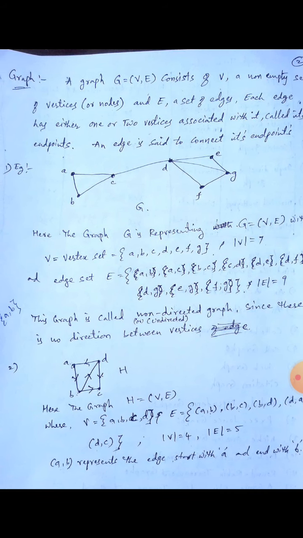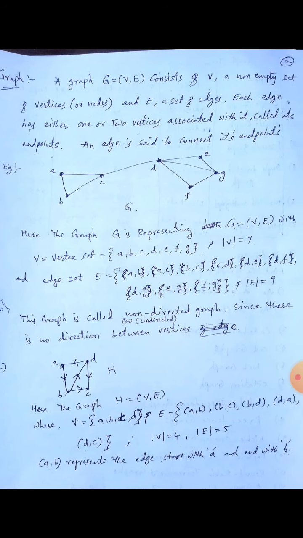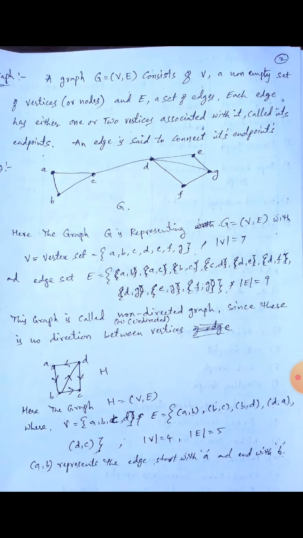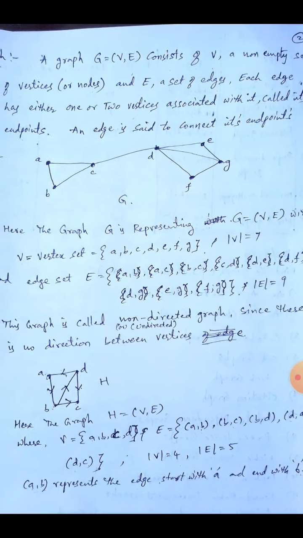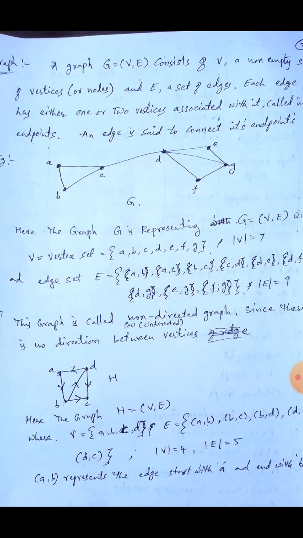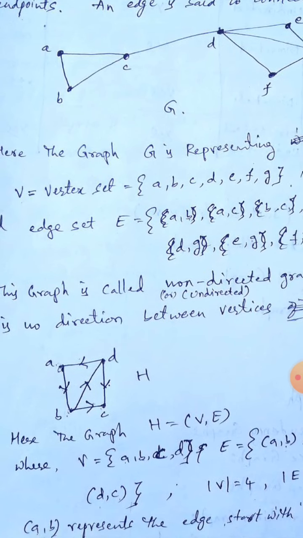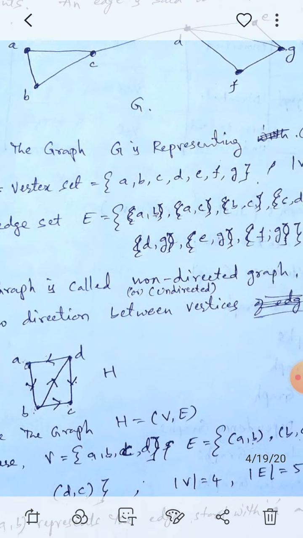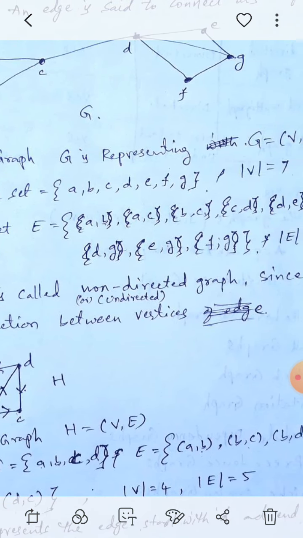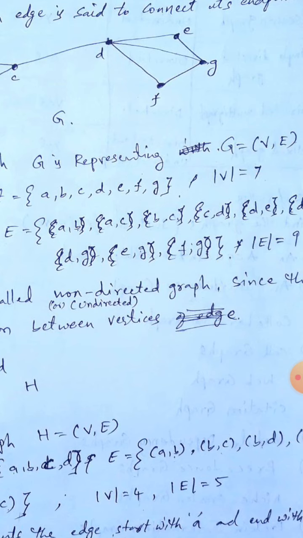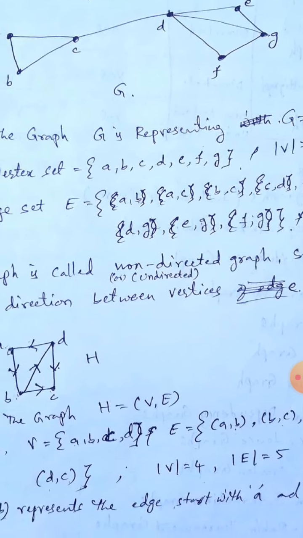Okay, now we will see the definition of a graph. A graph G equals (V, E) consists of V, a nonempty set V of vertices or nodes, and E is the set of edges. Now observe here, V is the vertex set, we denote it like this: A, B, C, D, E, F, G, and mod V is the number of elements in V, that means the number of vertices, denoted with mod V.